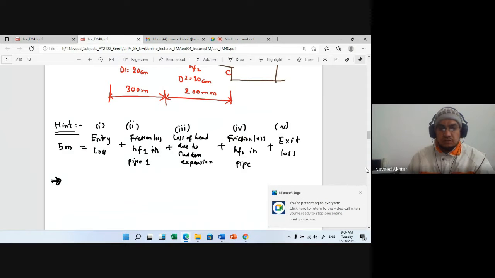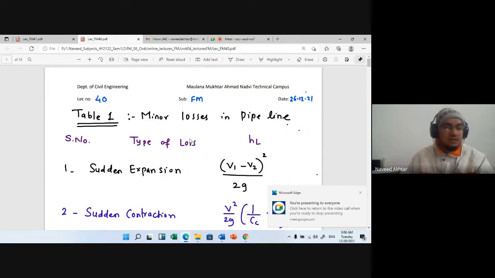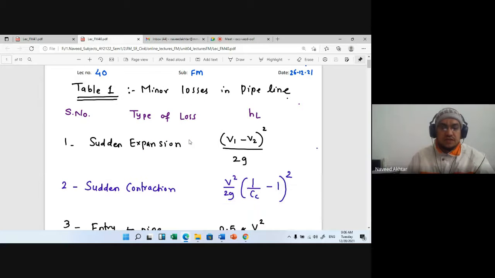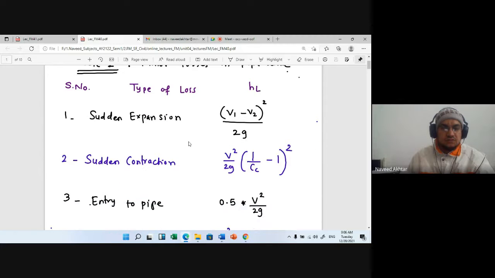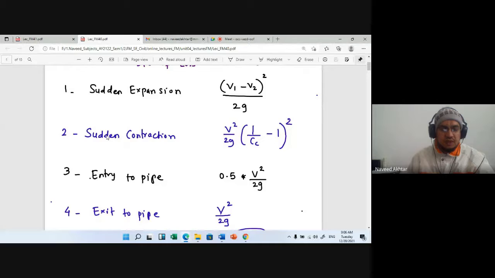So, in energy losses, in the previous lecture we have seen the different losses and we have tabulated them in table number one, that is minor losses in pipeline. Due to sudden expansion, this derivation we have done in lecture number 39, and based on that we have come to some losses in the pipeline due to the minor losses.